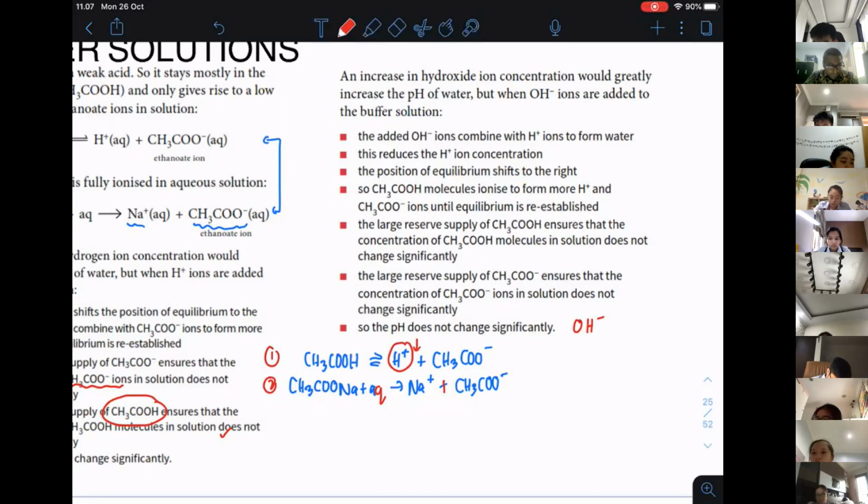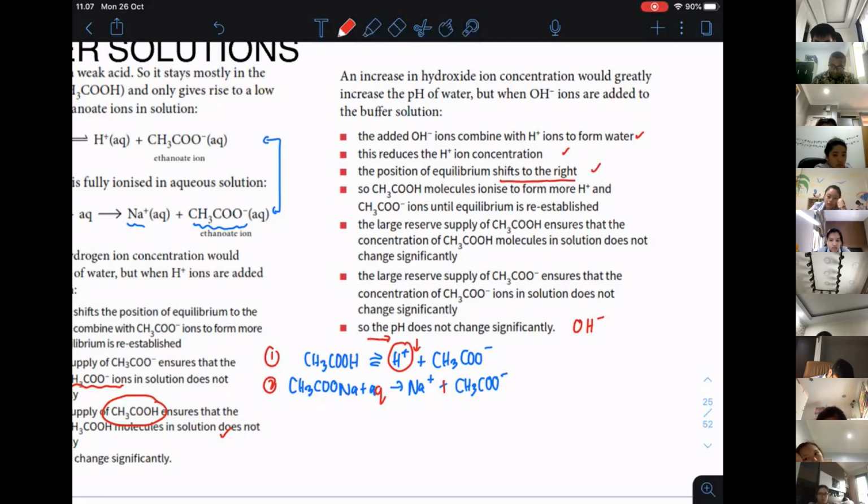So what happens now? To the right. Yeah, you can see the position of the equilibrium is shifted to the right. You can actually read through. They are shifted to the right. Now, so the CH3COOH molecules ionize to form more H plus, until the equilibrium is re-established.